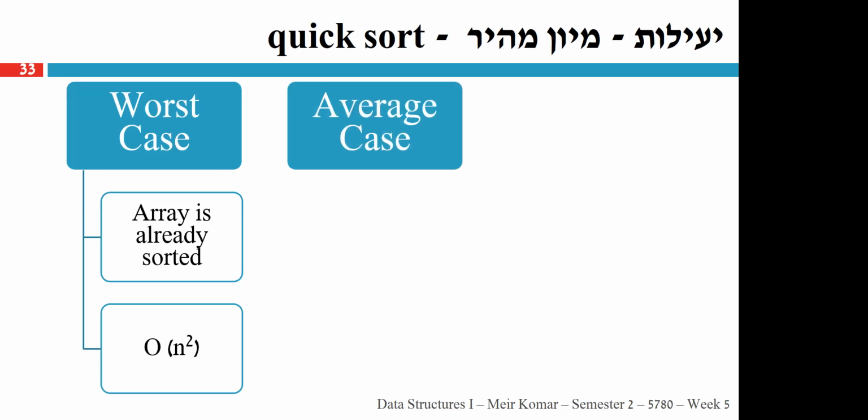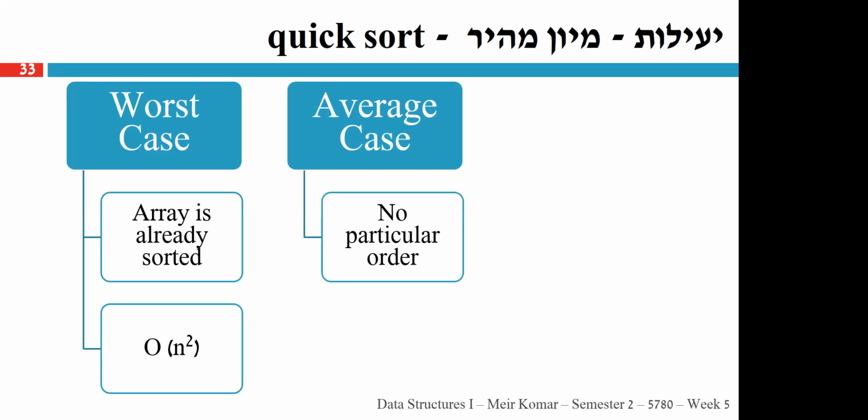The average case, what's the average case? Average case means there's no particular order. I'm going to tell you that the complexity is n log n. I'm not going to prove it. To prove it, there's a lot of mathematics, quite heavy mathematics even. And because we don't know how to really evaluate a recursive function, it's harder for me to show it.